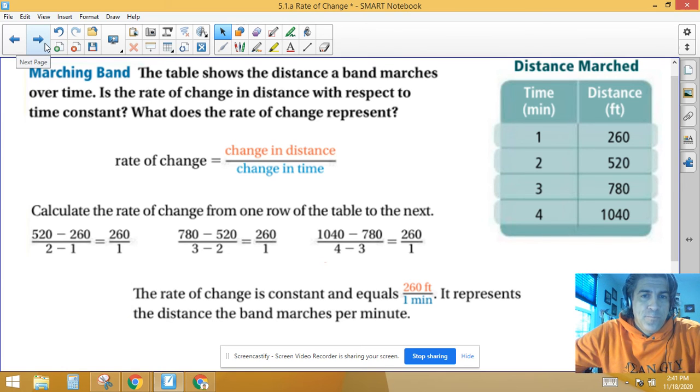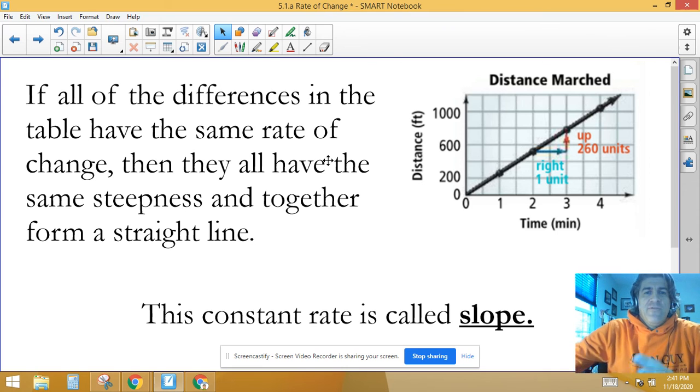for marching. So if all of these differences have the same rate of change, that means if we were to graph it, it would have the same steepness. The line would increase and form a straight line. All right. I'll say this now, but this is going to be later on down the road. This is actually going to be linear. And this constant rate, I'm giving away some information for the next lesson, is called slope.